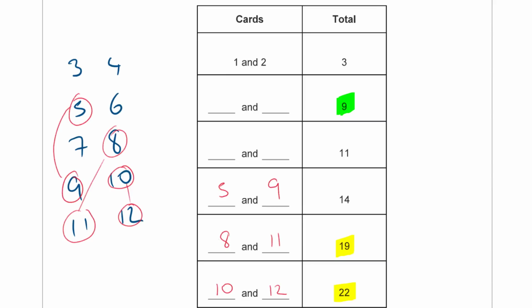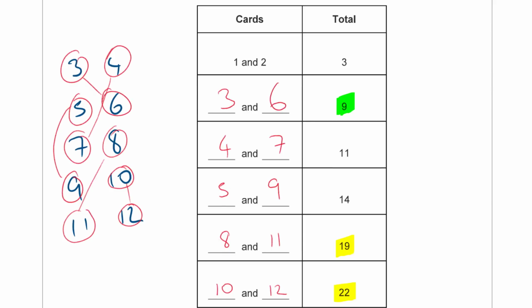Next one, 11. What can I make 11 with? I've got my 7 left. I could use the 7 and the 4. That makes 11. Can I make 11 with 6 and anything that's left? Nope. So it's just those two then, isn't it? So I can pair those two up. 7 goes with 4. 4 and 7. And that leaves me with 3 and 6, making the 9.